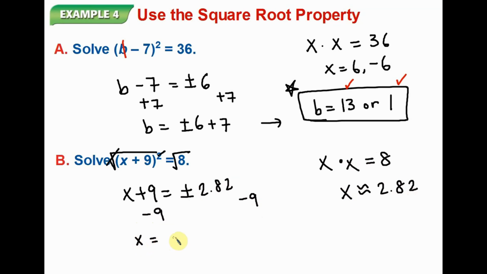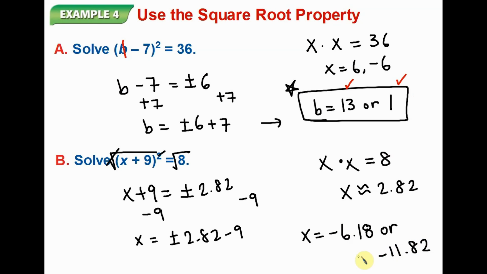x is equal to plus or minus 2.82 minus 9. Using a calculator, if you had positive 2.82 minus 9, that is equal to negative 6.18, or if you had negative 2.82 minus 9, it will become negative 11.82. So this is going to be my solution of part B.